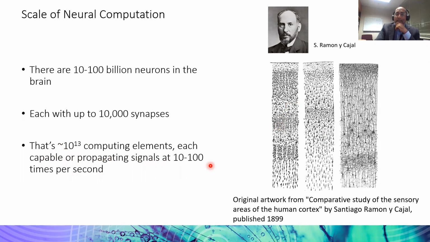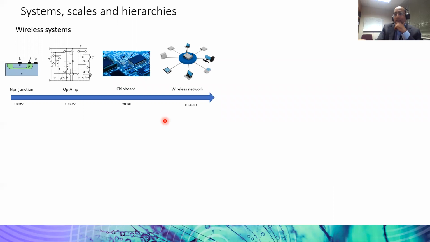So one could ask how to start analyzing and understanding such a complex system. For this, I will give you an example from a wireless system, which is also a hierarchical system that exists at different scales. For example, you bring transistors and NPN junctions together and you get what we call an operational amplifier. Then from these one can get a chipboard with multiple chips, and from these comes the wireless network. So one could look at this as a hierarchical system that works at different scales, and each of them has its own clock, from microseconds or nanoseconds to minutes or years.